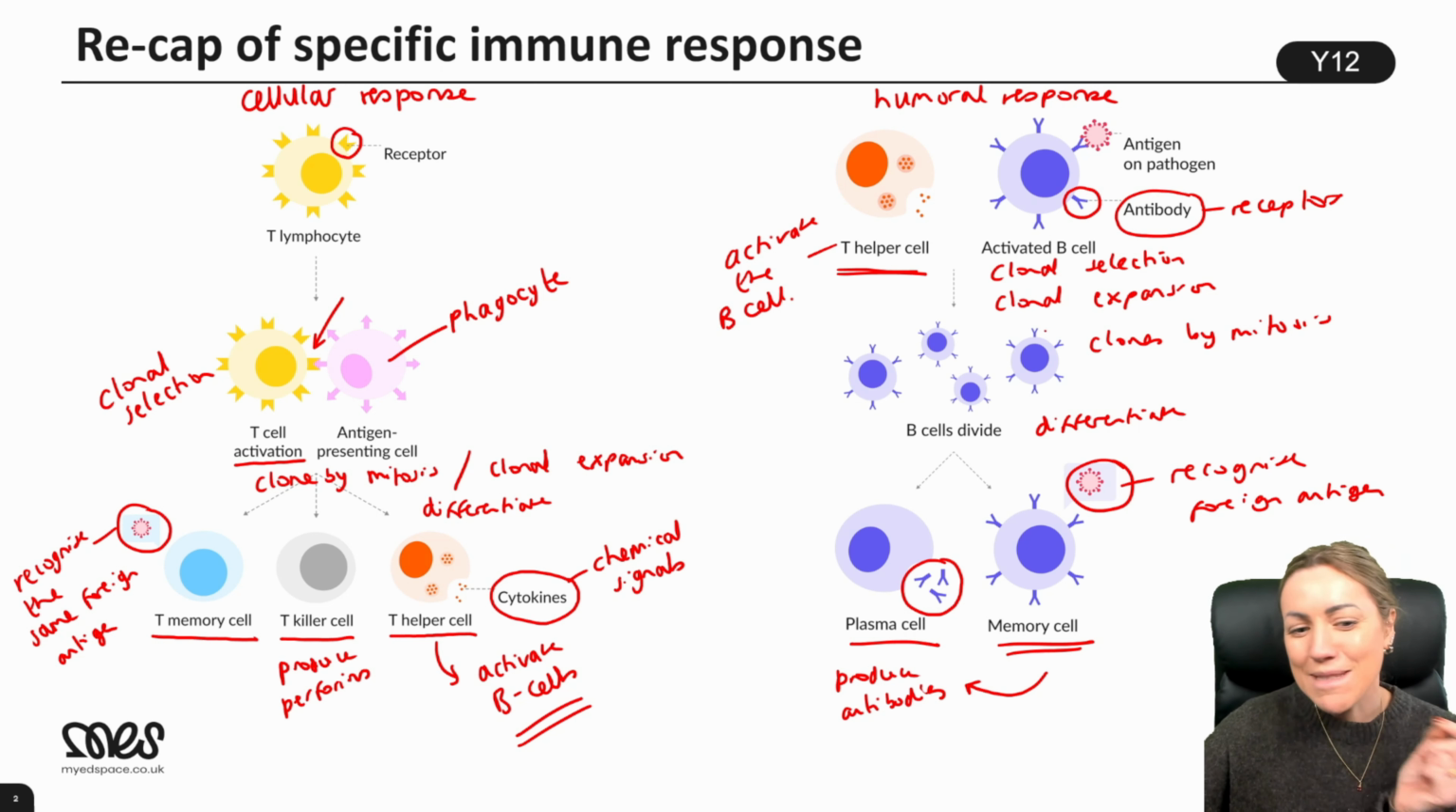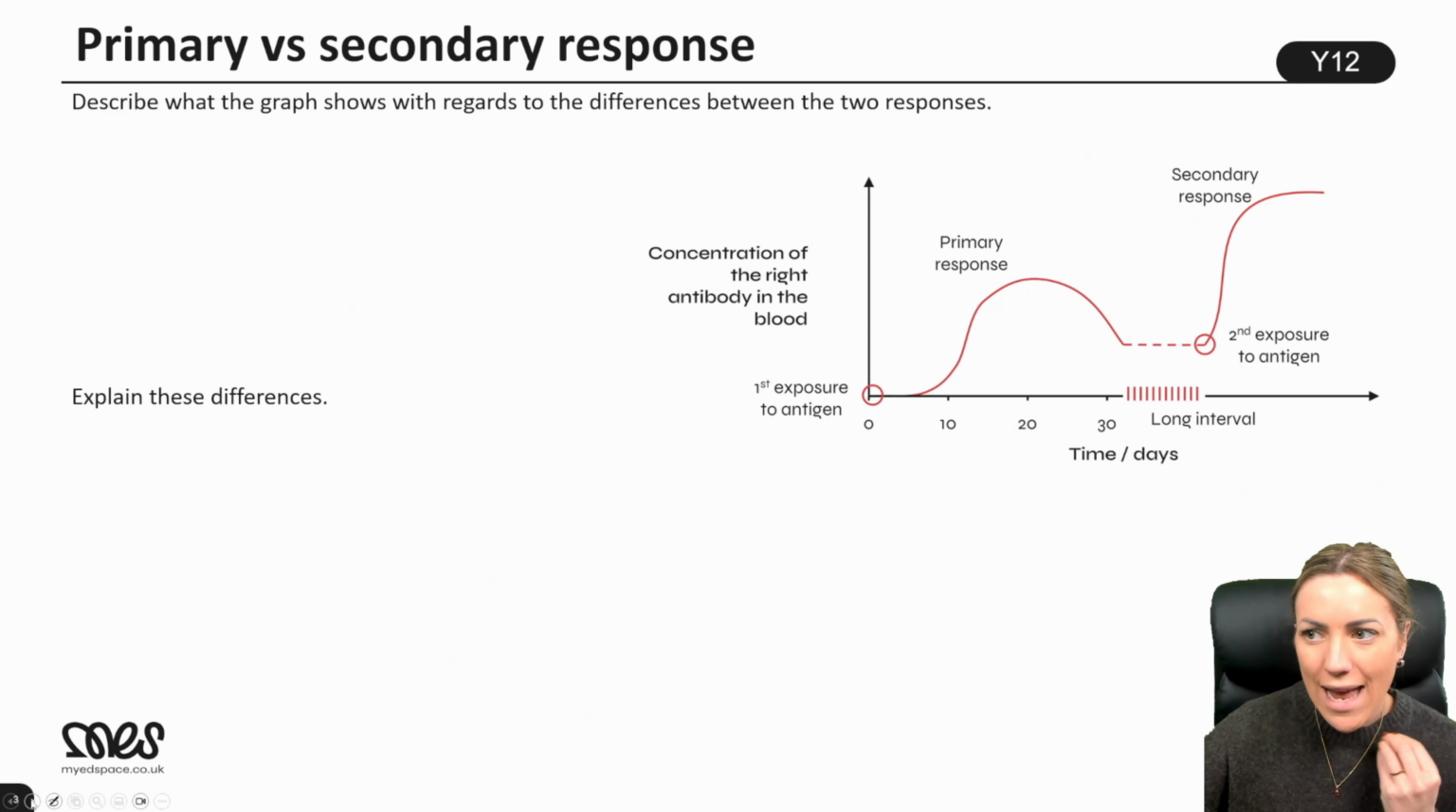Okay, that was my super quick recap. I hope you've watched some of my previous videos as well, because we've done quite a lot on this now. But the reason I started with this is because to understand the difference between the primary and the secondary immune response, you need to understand what happens during the immune response. So let's go ahead now and look at the difference.